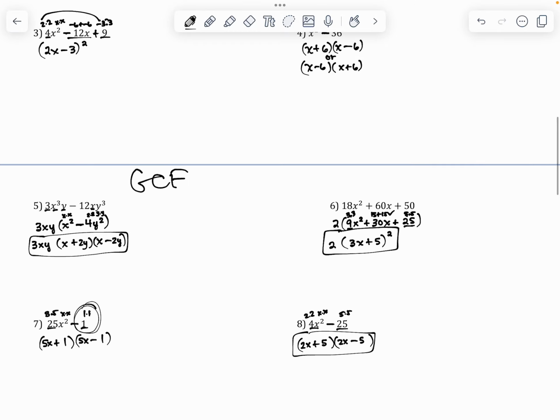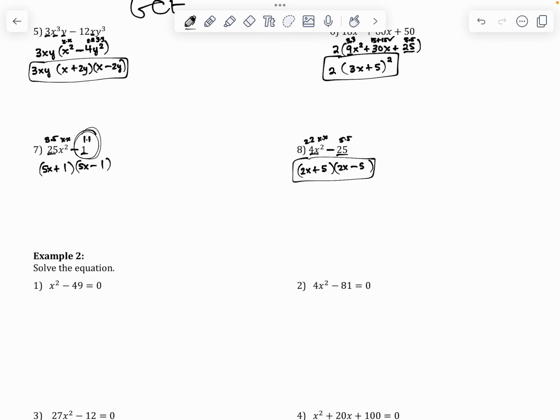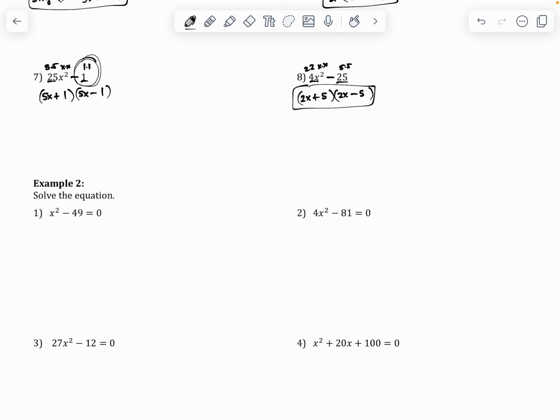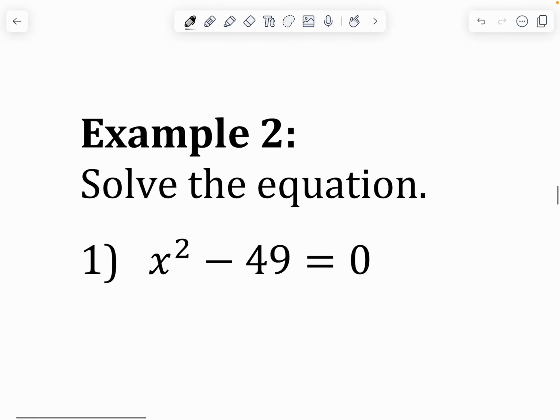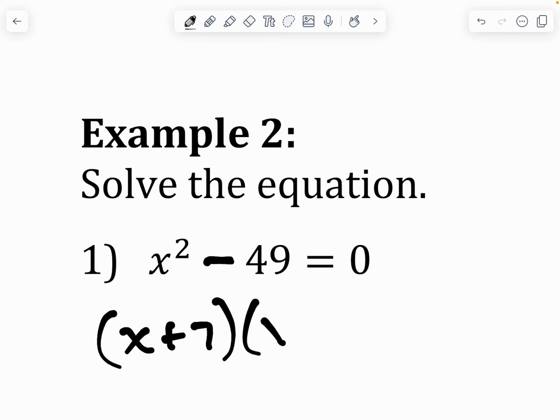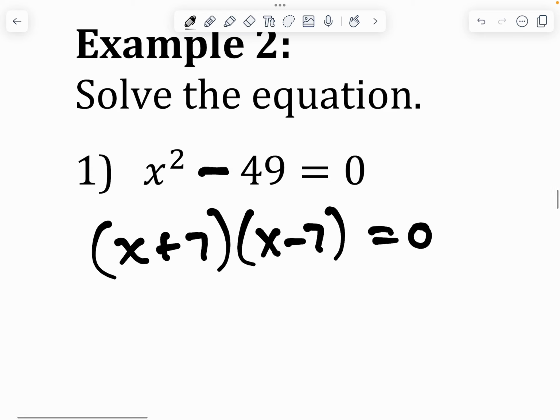And then we're going to go down to the solving equations part with special products. No different. We're going to factor the same. We just have to set them equal to 0 and solve. So x squared minus 49, I don't know where I got 5 from. X squared minus 49 is the difference of two squares. They're going to factor into one positive and one negative. Set them equal to 0 and solve for x.